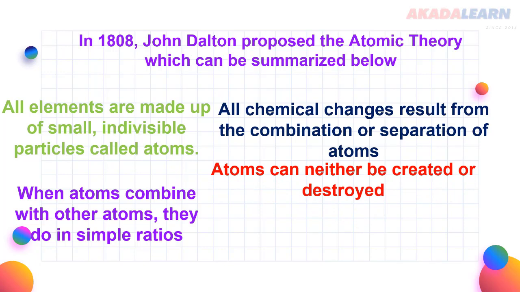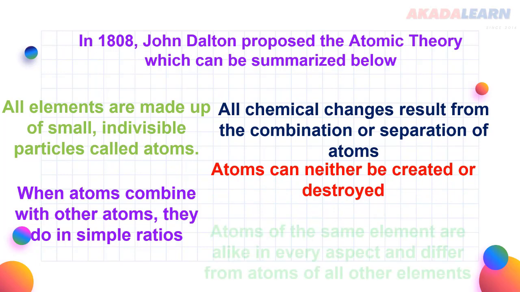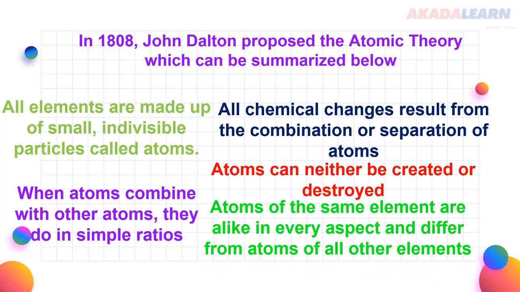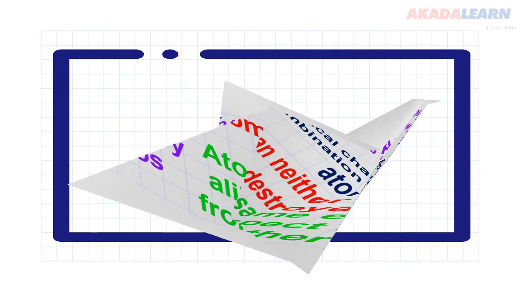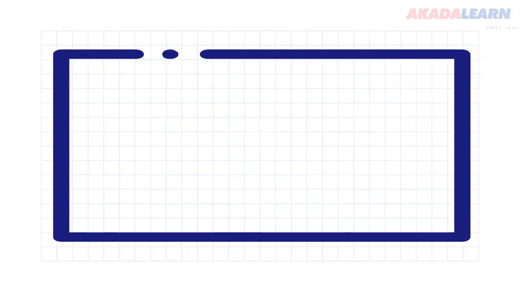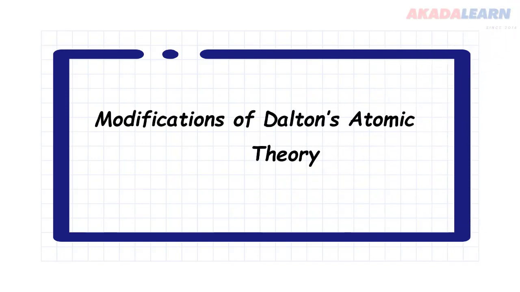Atoms can neither be created nor destroyed. Atoms of the same elements are alike in every aspect and differ from atoms of other elements. These are the 5 theories that John Dalton proposed. But as we see along the line, some of these theories have been proven to be wrong. So let's take a look at the modifications of Dalton's atomic theory.